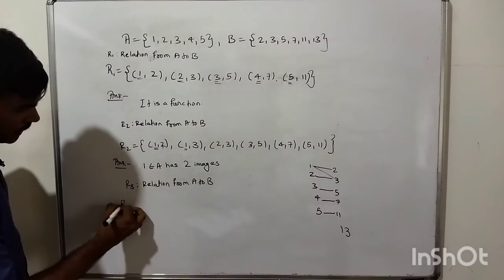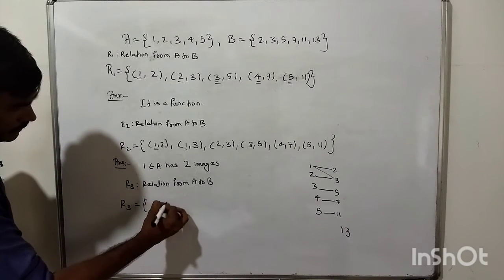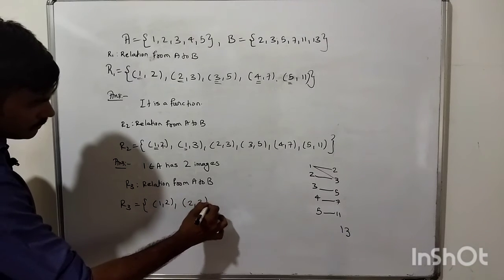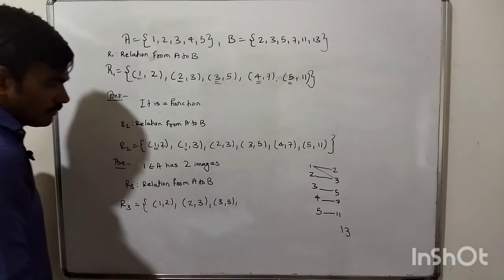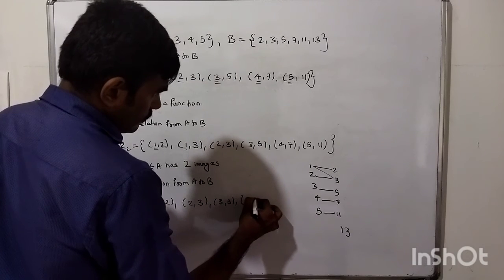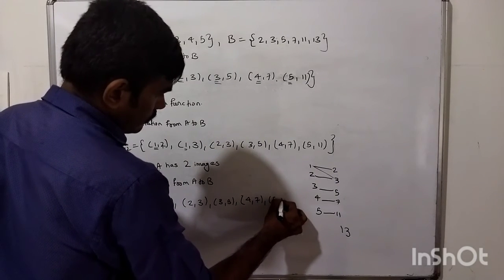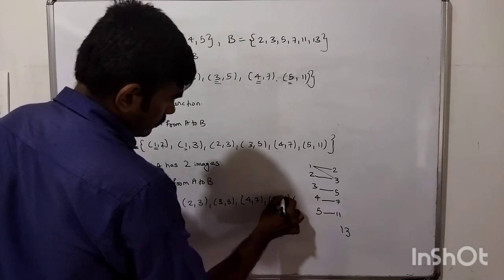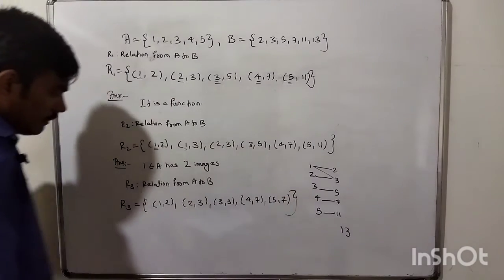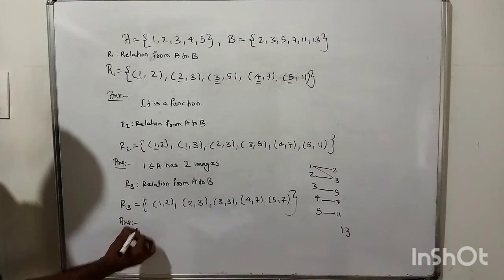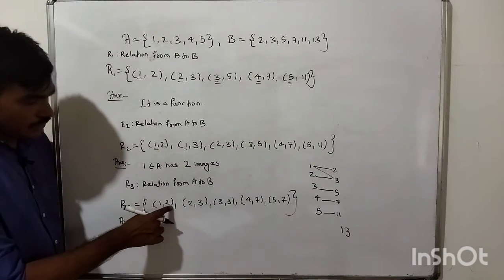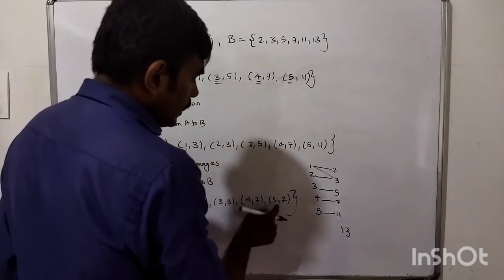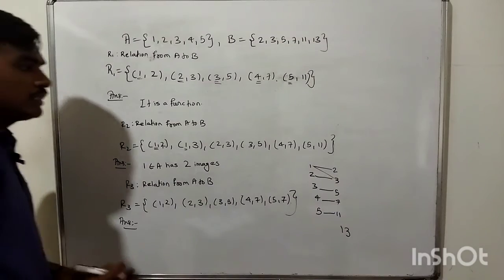One more relation from A to B, R3 is equal to... Now you can check. See here, 1 has one image, 2 has one image, 3 has one image, 4 has one image, 5 has one image. For 4 and 5 the image is repeated, but all of them have only one image.